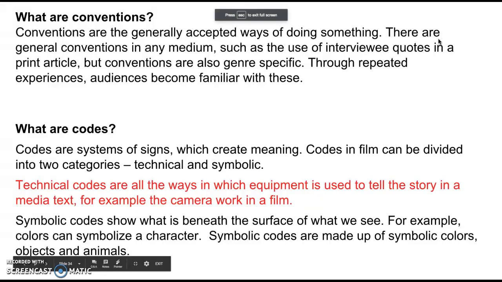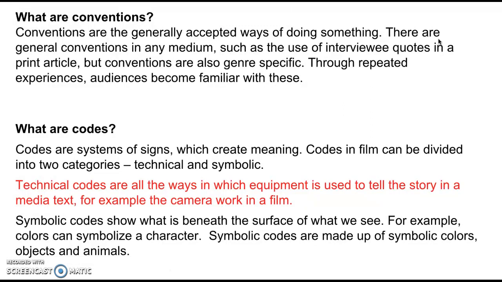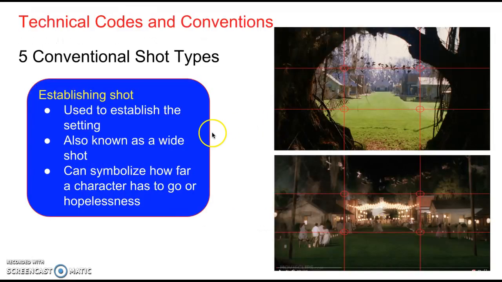Okay, so now we're going to talk about technical codes. Technical codes are ways in which equipment is used to tell a story. So we're going to talk about camera work, and we're going to talk about lighting. But we're going to start with the camera work. So let's get started and talk about different shot types.